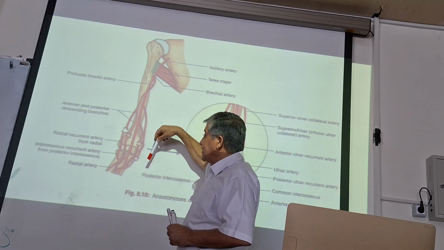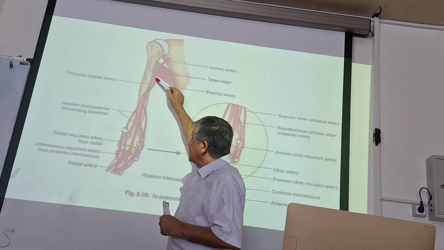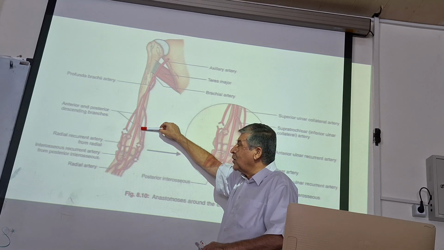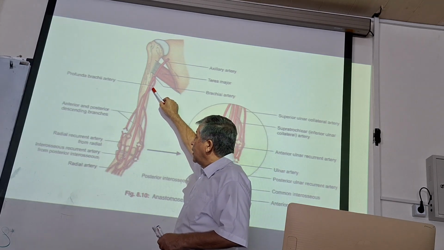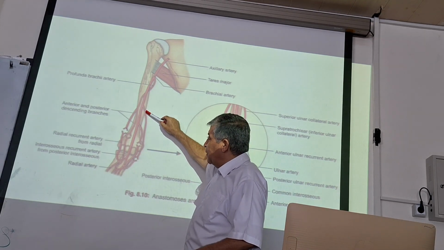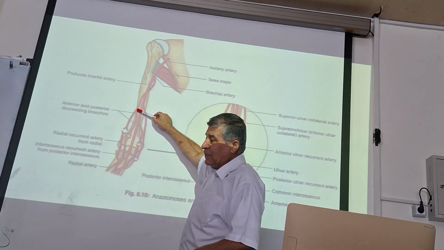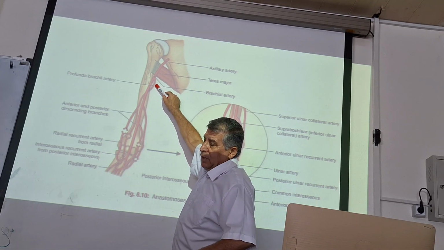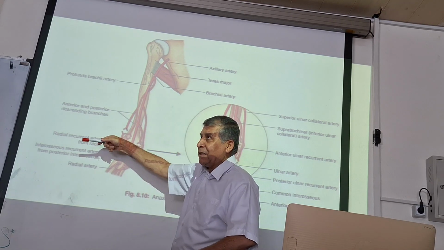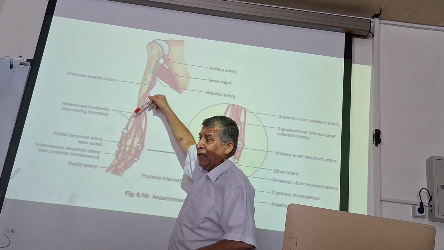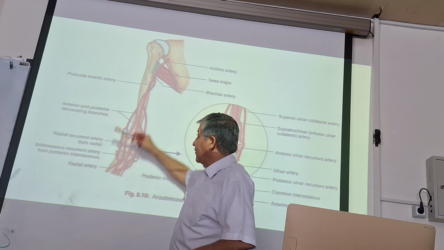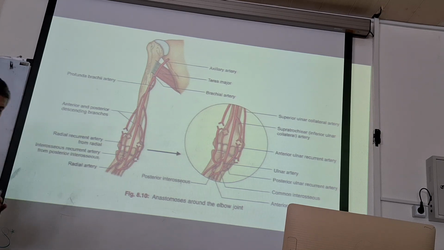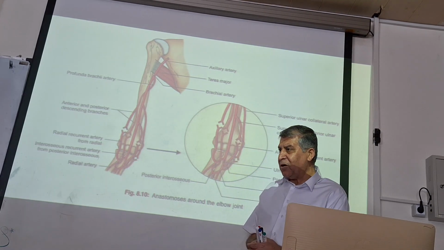The brachial artery has three collateral branches: the deep or profunda brachial artery, and the superior and inferior ulnar collateral arteries. The deep brachial divides into anterior and posterior descending branches. The profunda brachial artery accompanies the radial nerve, and both of them pass into the radial groove.